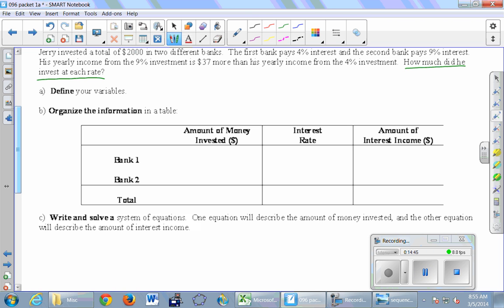Okay, so it seemed like we're interested in X and Y, so we can do that again. Let X equal amount invested at, and I'll just pick the first number, 4%. What are the units here? Dollars. And then we'll let y be the other one.